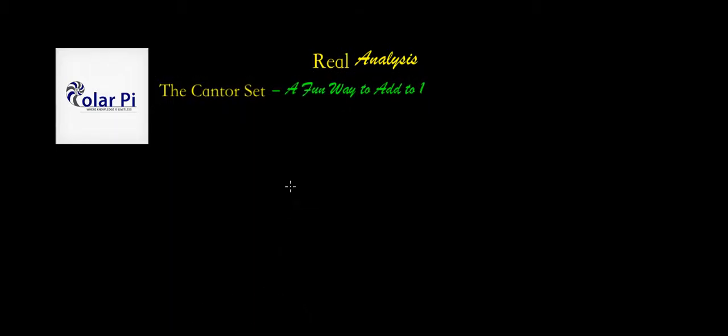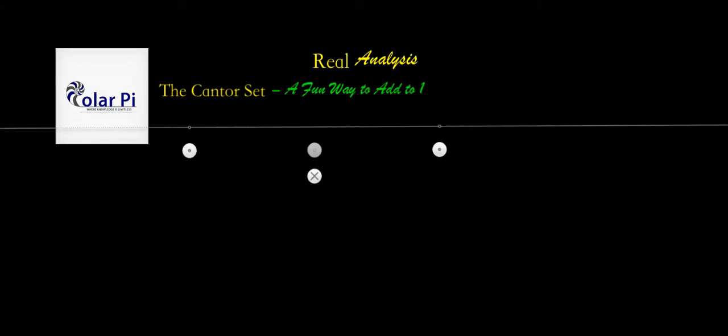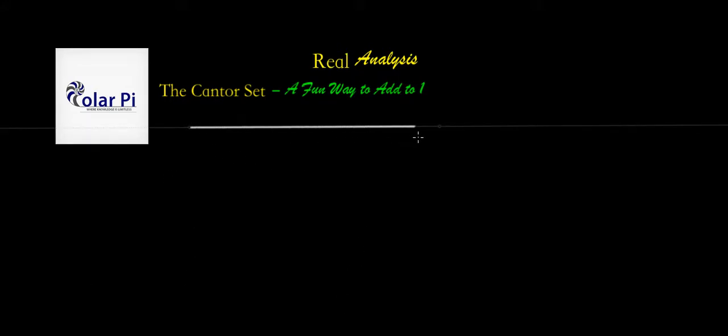All right. So again, we begin with a length of 1. So this is 0, and this is 1. But this time, this is what we're going to do. To start, we're going to take this interval of length 1 and make an open set of the middle third of this interval of length 1.